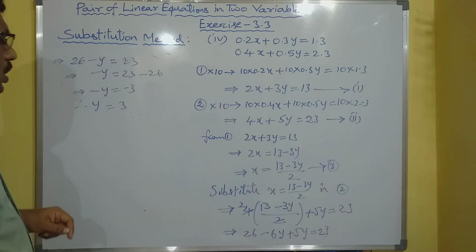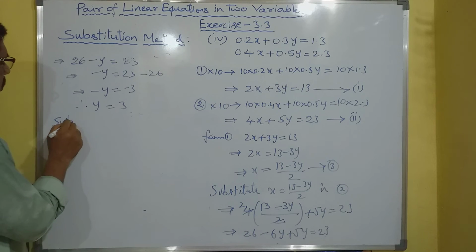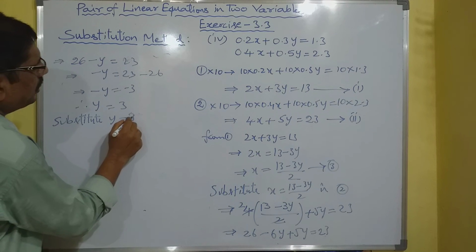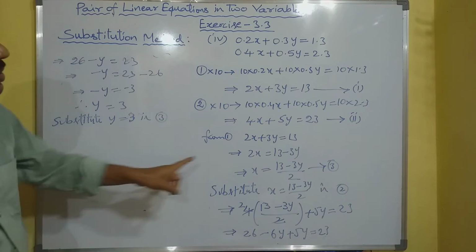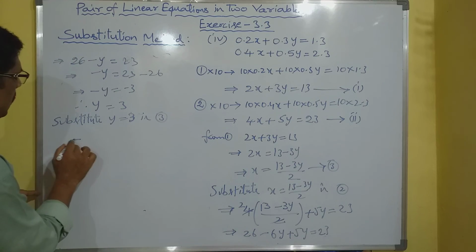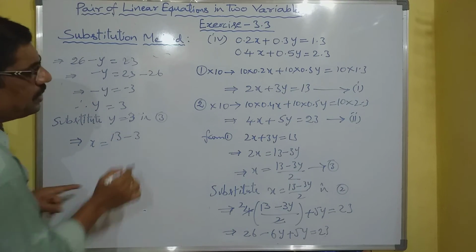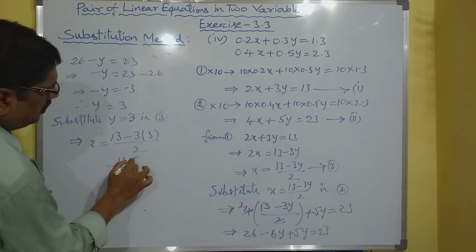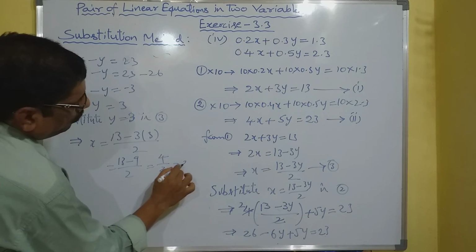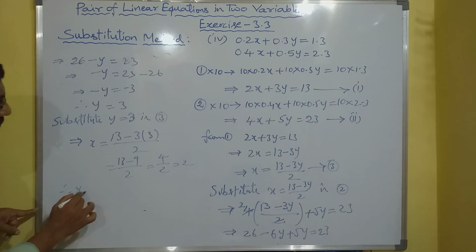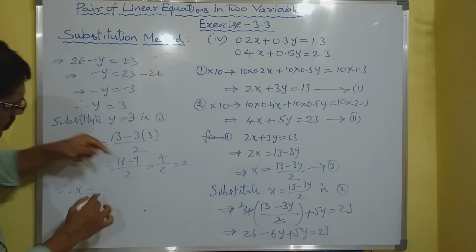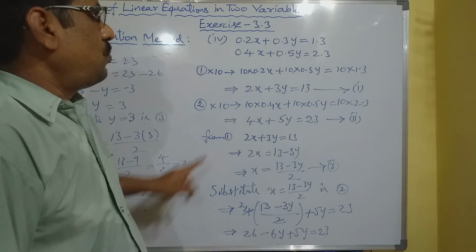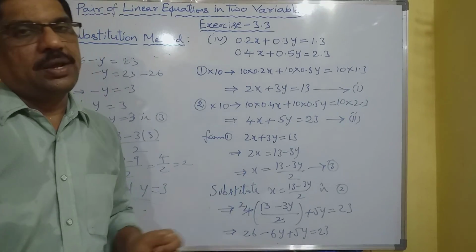We got the y value. Now let us substitute this y value, y is equal to 3, in the equation 3. So this is the third equation. Then we get the x value. This implies x is equal to 13 minus 3y by 2. So y value is 3. 3 into 3, 13 minus 9 means 4 by 2. 4 by 2 means 2. Therefore, x is equal to 2 and y is equal to 3. This is the solution for these two equations, the pair of linear equations. Okay.